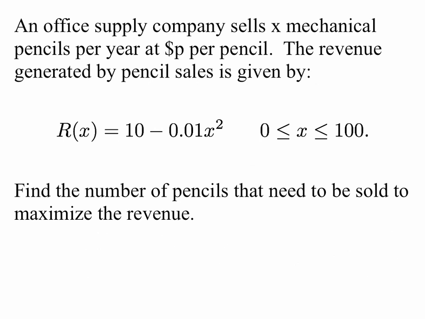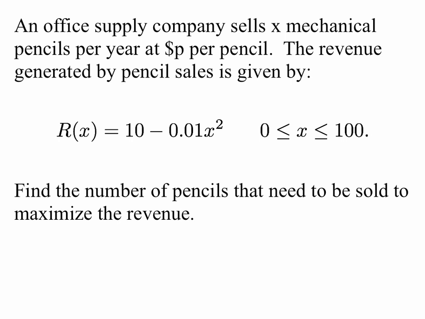Now in your final question, I did make an error, and so for that I'm going to give everyone the 5 bonus points. It read, an office supply company sells X mechanical pencils per year at P dollars per pencil. The revenue generated by pencil sales is given by the revenue function R of X is equal to 10 minus 0.01x squared, where X is between 0 and 100. In the problem on the test, I had that as X is between 0 and 1000 as a typo. So you will be unable to answer the extra credit question properly because of that mistake. I'm going to give everybody the points again, as I said.